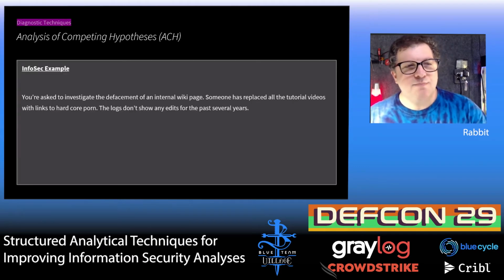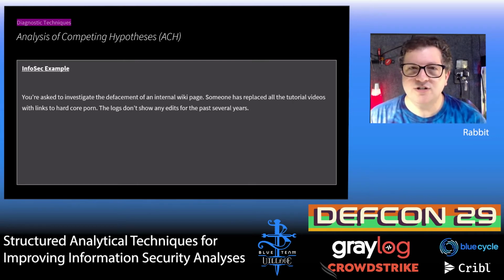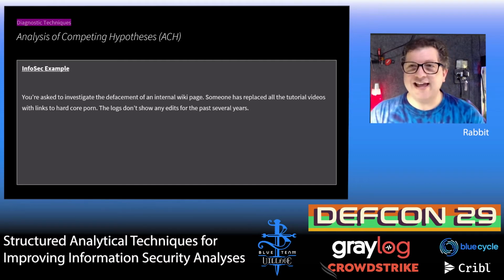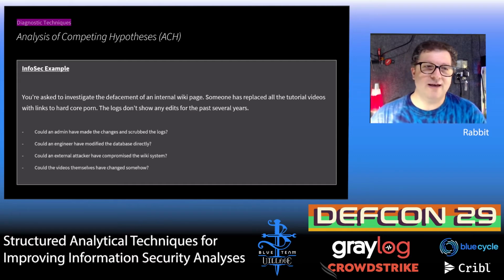An InfoSec example: you're asked to investigate the defacement of an internal wiki page. Someone has replaced all the tutorial videos with links to hardcore porn. The logs don't show any edits. In fact, you don't see any activity on those pages for several years. So how might you go about using ACH to help you come up with a conclusion as to what might have happened?